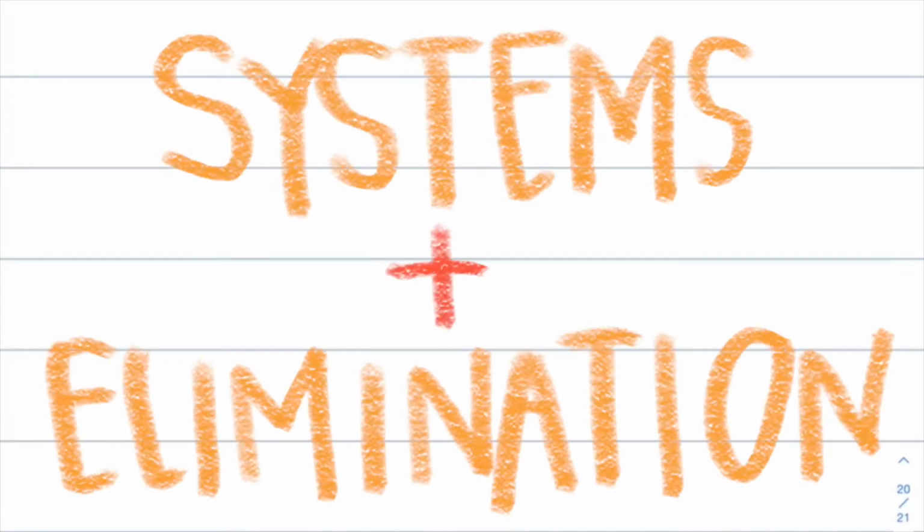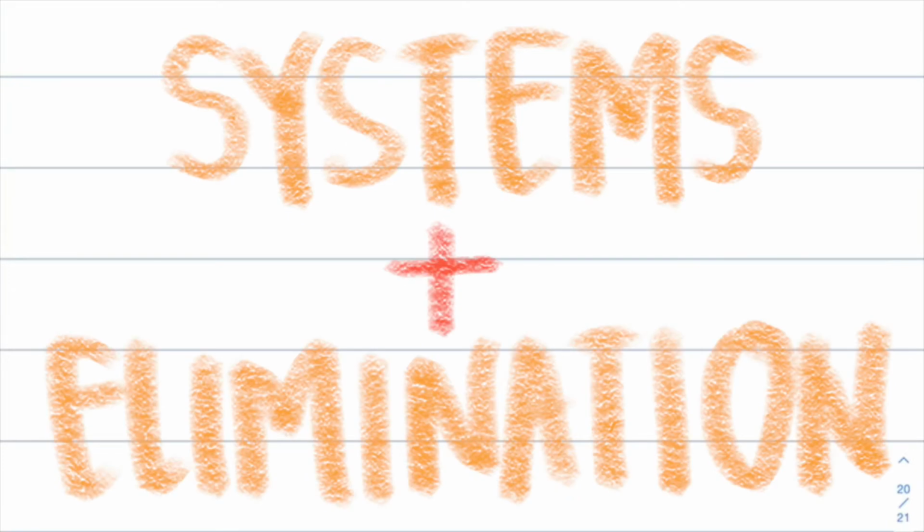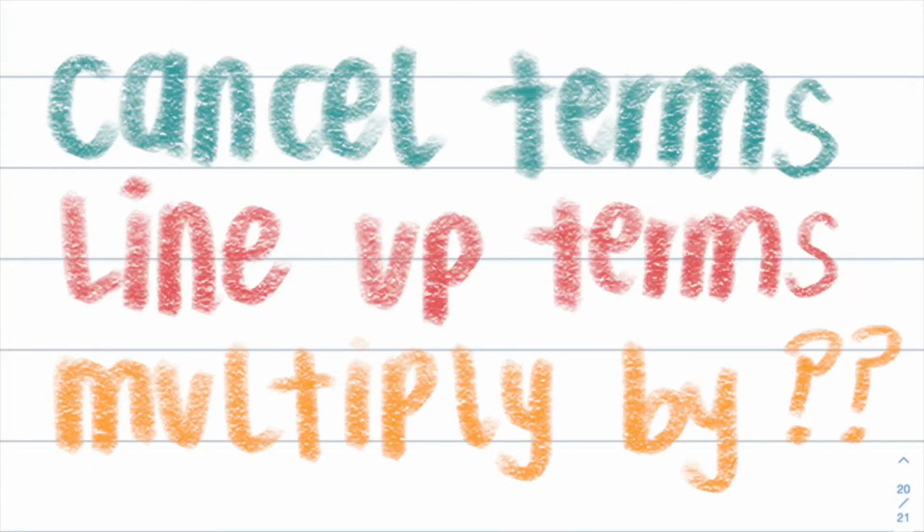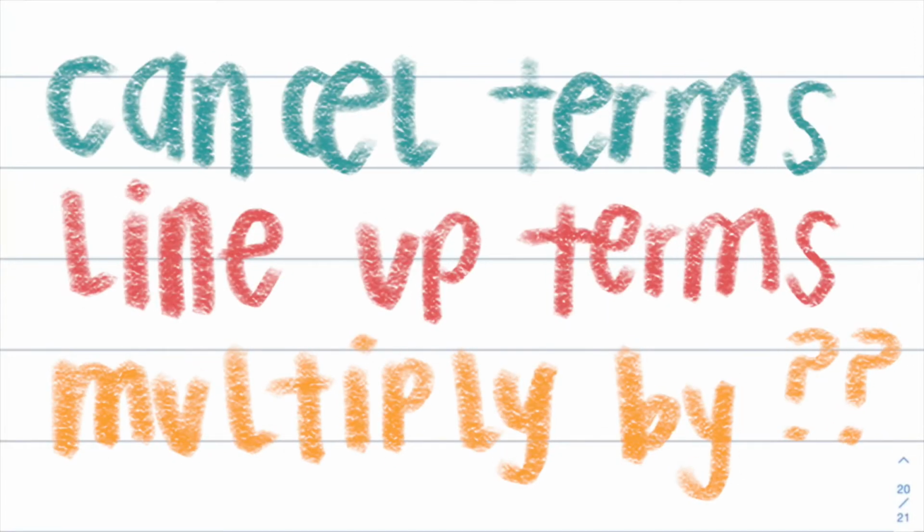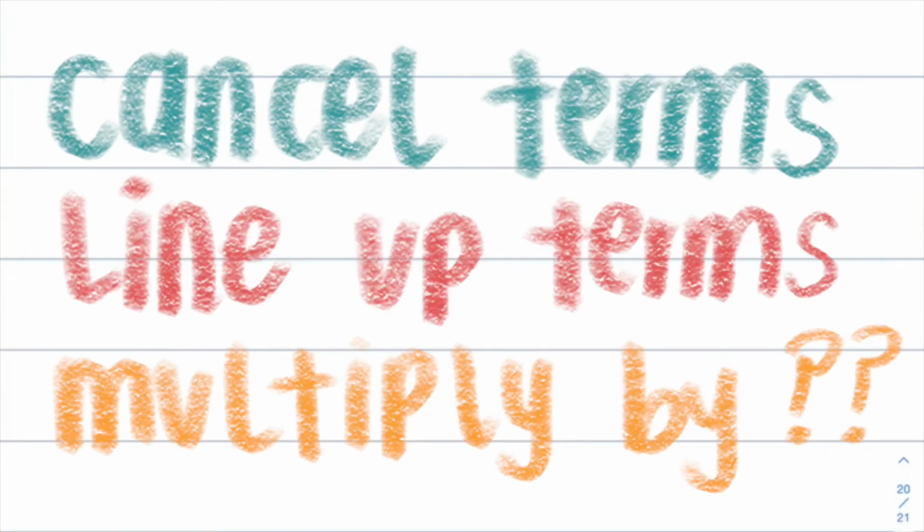All right, guys, I hope you are doing well. What I would like to do today is to use this time to review our systems and using elimination. I just want to make sure that you understand how to cancel out terms, make sure that they are lined up and what that means. And then again, how do you know what number you should be multiplying some of those equations by? So that's what we'll take a look at today.